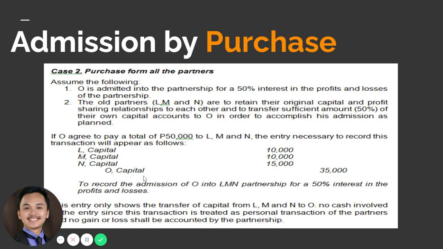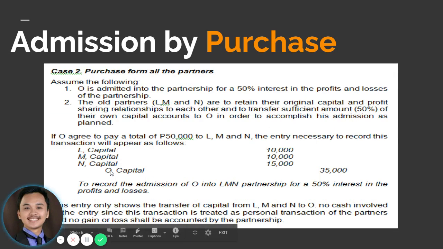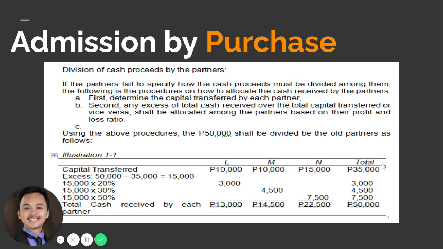to O capital. So in our earlier illustration, the beginning capital of L, M, and N are 20,000, 20,000, and 30,000 respectively. So times 50%, L will be sharing 10,000 to O, M will also be sharing 10,000 to O, and N will be sharing 15,000 to O as well. So again, the 15,000 gain to the existing partners will be divided among themselves separately and will not be recorded in the books of the partnership.